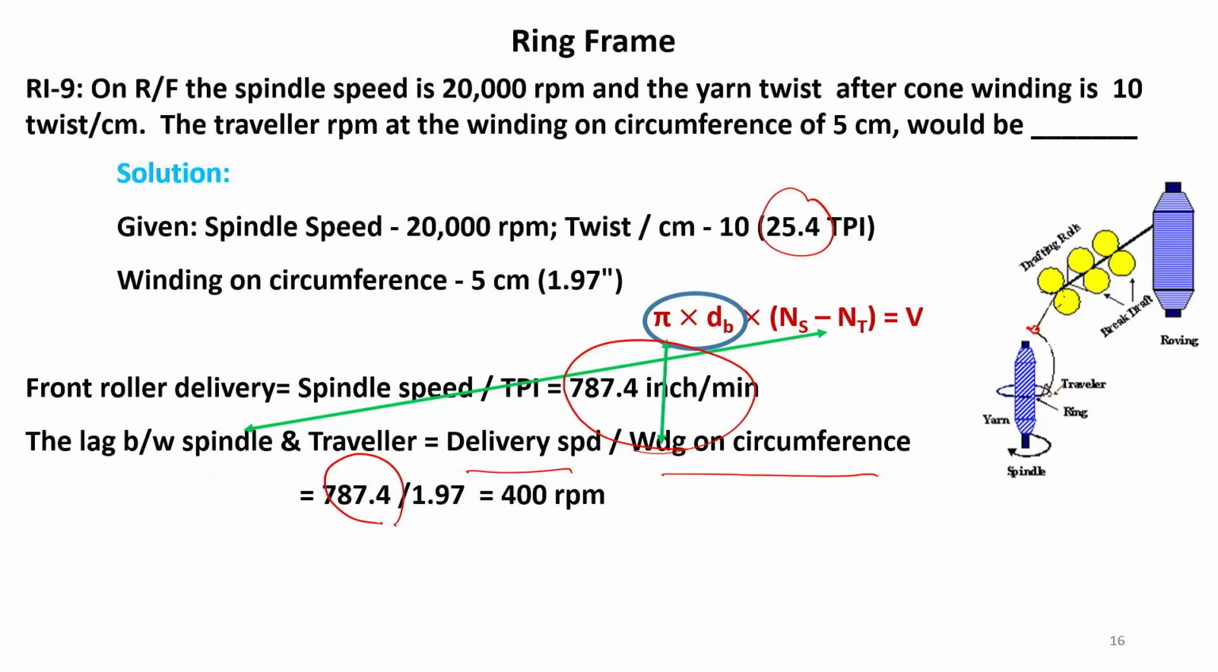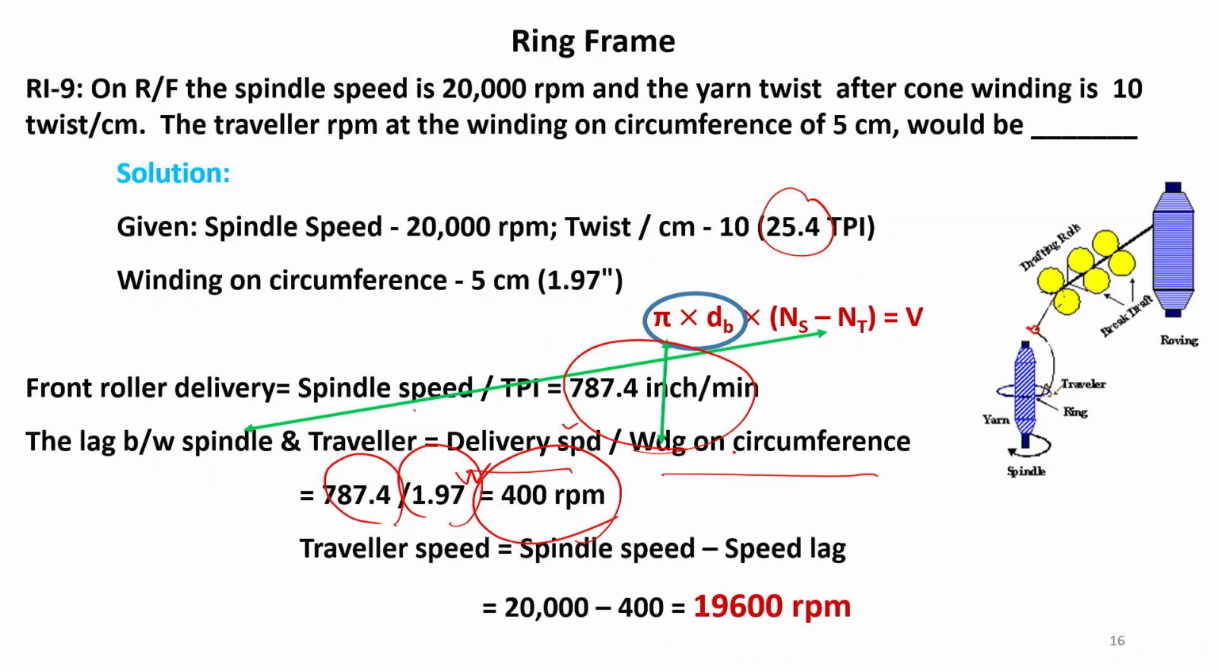That is the lag: front roller delivery speed divided by the TPI, so winding on circumference, delivery speed by winding on circumference is given. So we are getting the RPM lag as 400 RPM. So, spindle speed is 20,000 RPM, so traveler speed will be 20,000 minus 400, so it will be 19,600 RPM.